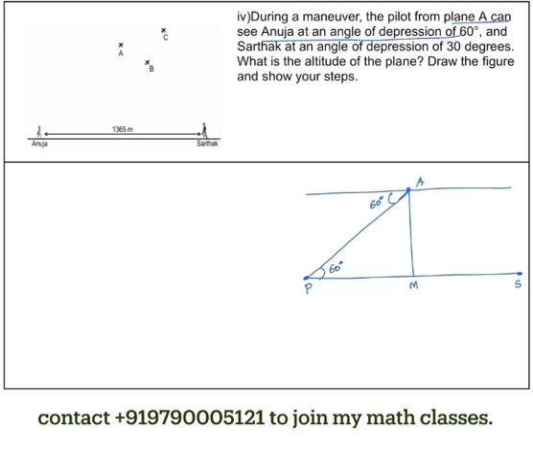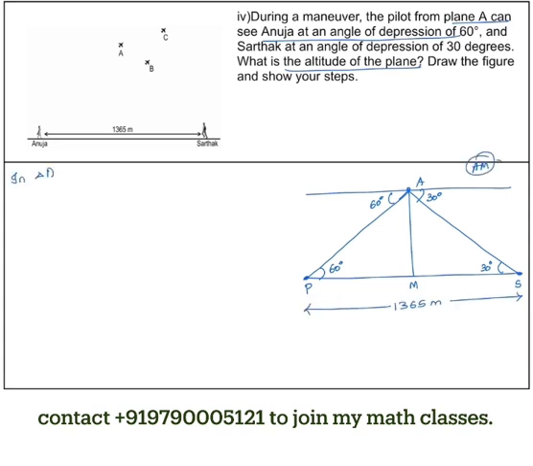The plane A can see Sarthak at an angle of depression of 30 degrees. This is 30 degrees. Since the line through A and PS is parallel, the angle at S is also 30 degrees. What is the altitude of the plane? That is, we have to find out AM here.